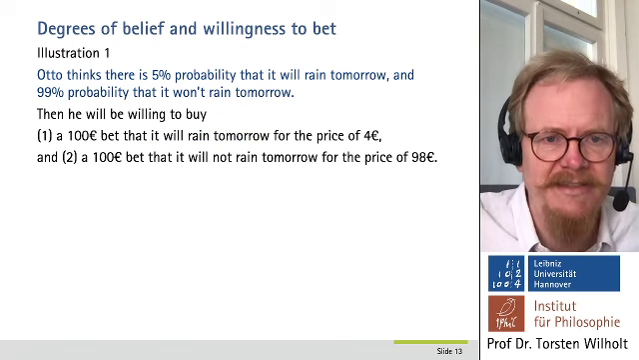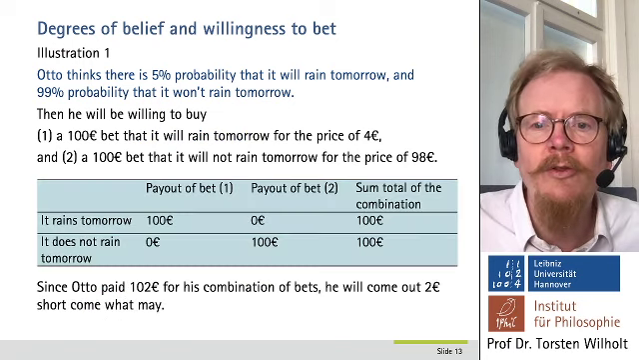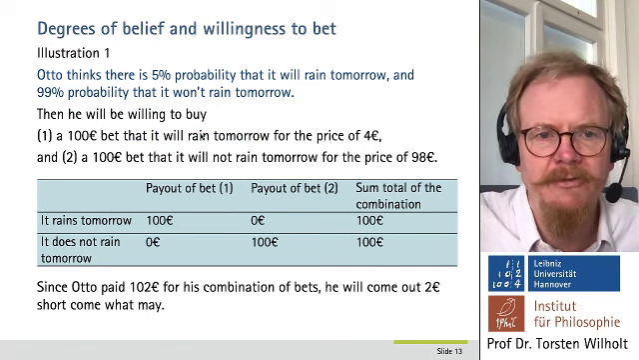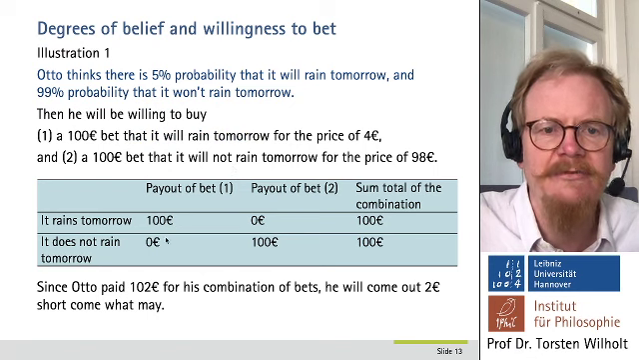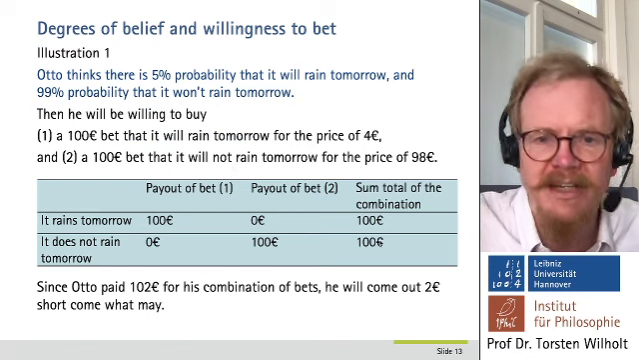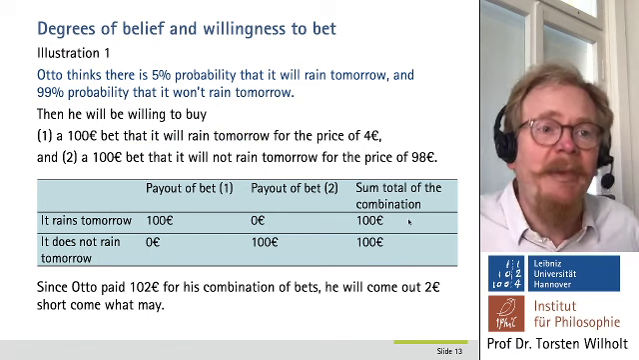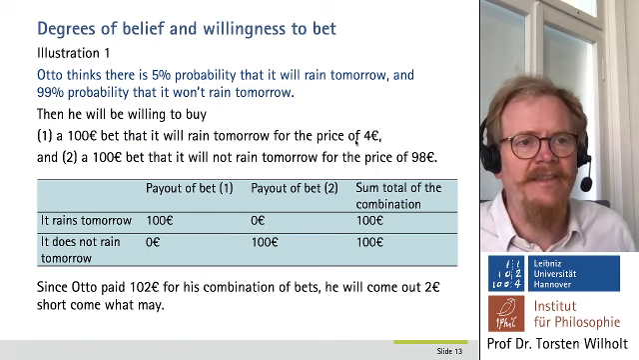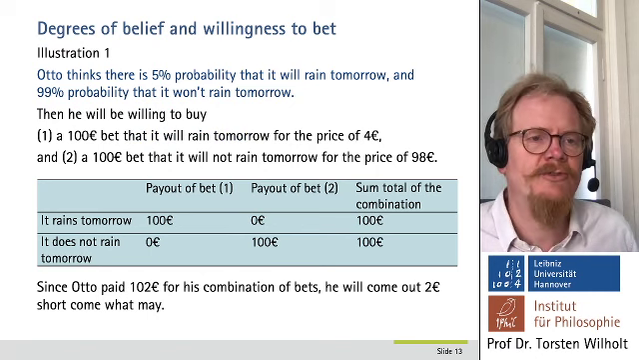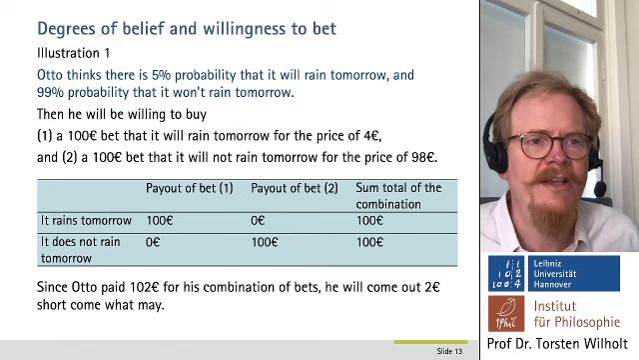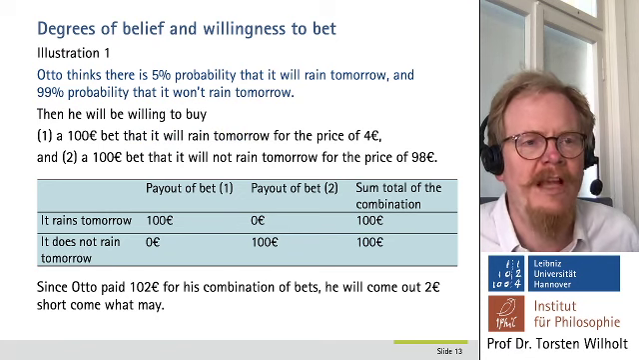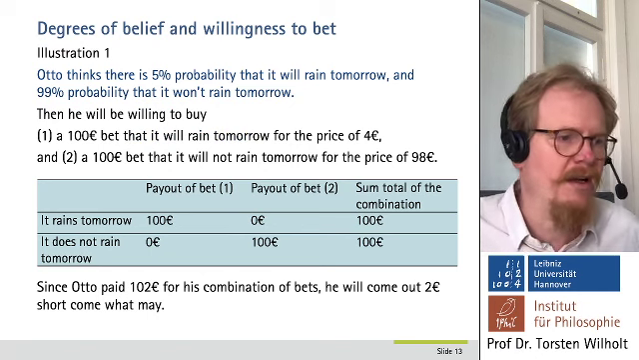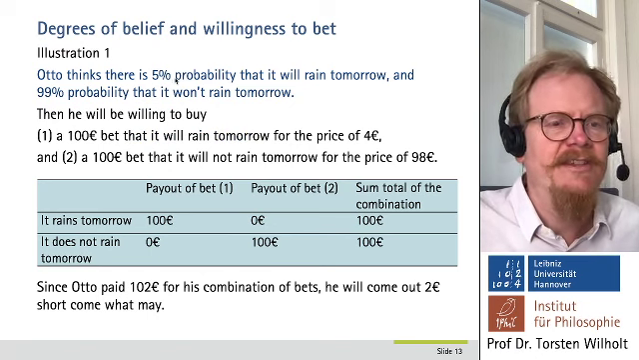Obviously, if he buys both bets at once, he will always get 100 euro, because if it rains, he gets 100 euro from his first bet. If it doesn't rain, he gets 100 euro from his second bet. So he always comes out with 100 euro, but he has paid 102 euros for both bets together. So he will always come out 2 euros short in the end. So he loses money come what may. This combination is called a Dutch book. And so this was a fairly obvious example.